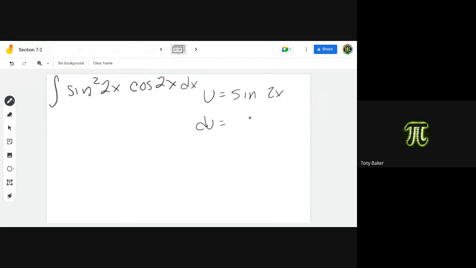So du is 2 cosine 2x dx. So it's 1/2. There we go, that's what the problem was. So this becomes u squared with the 1/2 in front. So I get u to the third over 3, so it's times the 1/2. This part right here, I've got to bring it over. Hey, I got that half.